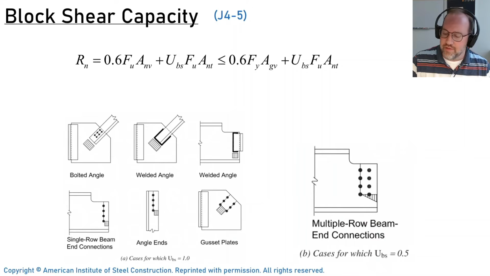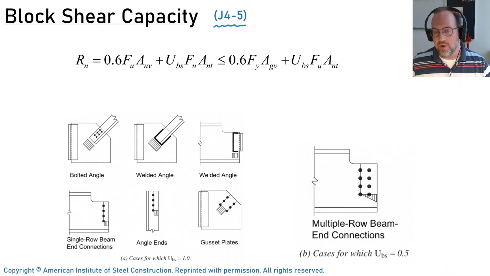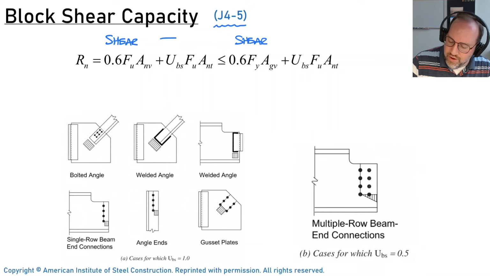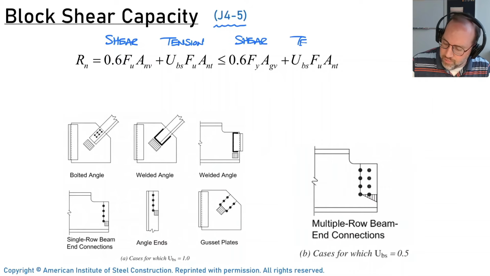So we're going to be looking at specification chapter J, specifically equation J4-5. So this is in the chapter of connecting elements, because again, it's going to be a mixture of shear and tension, so you're neither going to find it in the shear section nor the tension section. And being a combination of shear and tension, we're going to have shear terms here. This one's shear, and this one is also shear. And you could have tension terms. So we could have a tension term here, or a tension term right here.